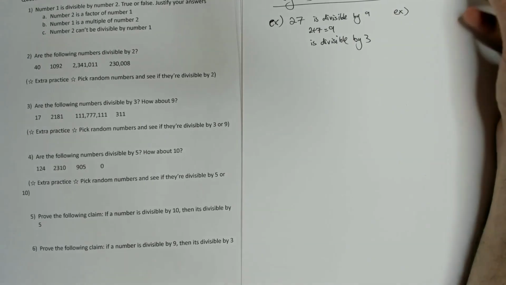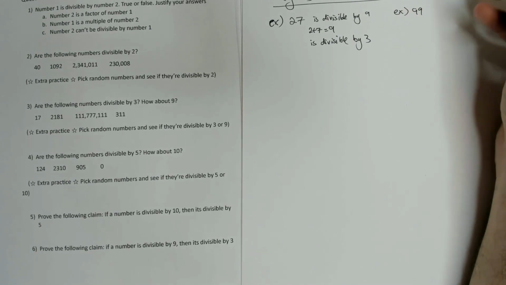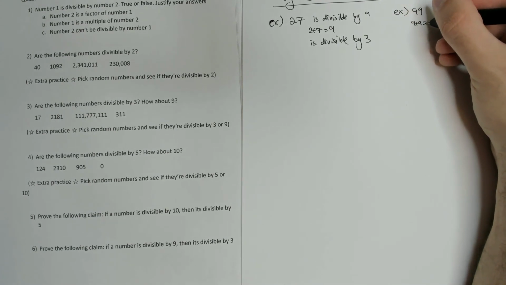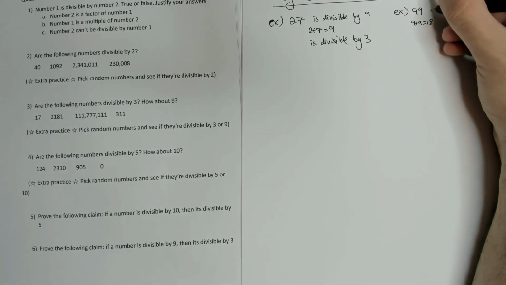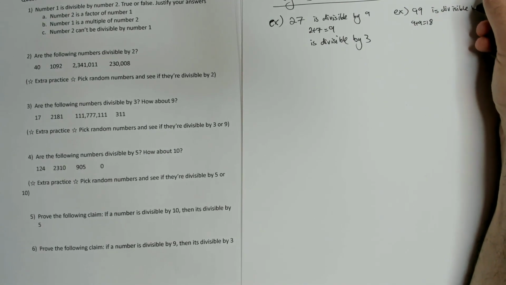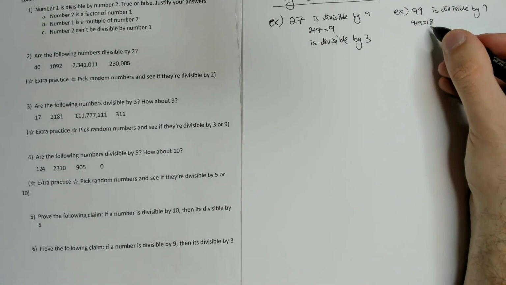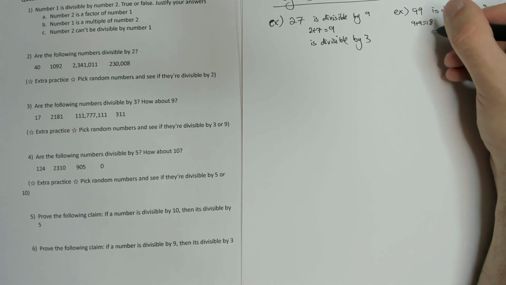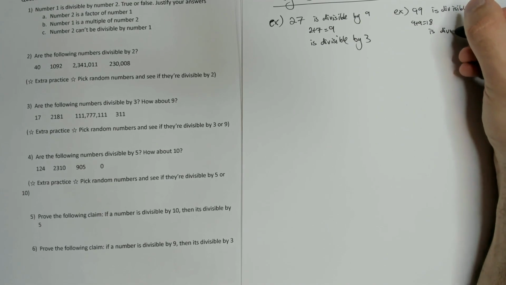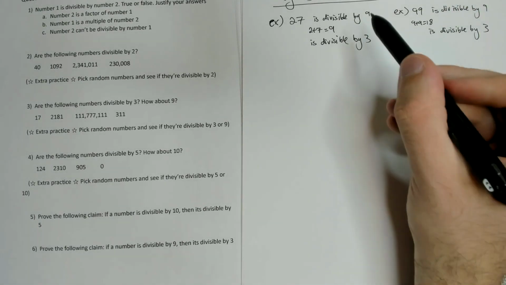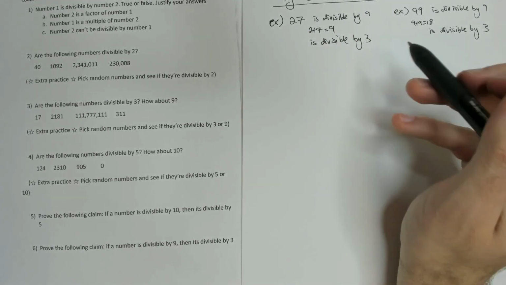Let's try another one. Let's say 99. If we do 99, well, we can add up the digits. We get 18. That's a multiple of 9, so 99 is divisible by 9. But is 18 a multiple of 3? Well, sure it is, right? 3 times 6 is 18. So this number is also divisible by 3. So in these examples, the number that's divisible by 9 is divisible by 3.